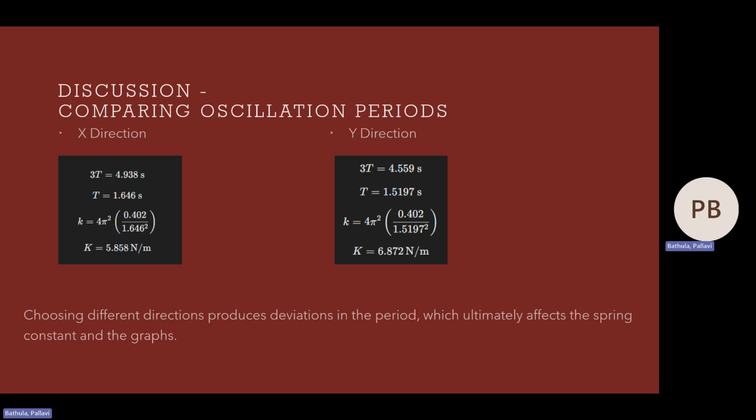We also want to see a comparison between the oscillation periods of the X and Y direction, and the method to find these periods was the same method as finding the initial period a couple slides ago. And it was observed that choosing different directions produces deviation in the period, which ultimately affects the spring constant and the graphs. This showed us that there are different perspectives of these oscillations and the changes of energy that are in play, allowing us to find differences in observations in isolated systems.